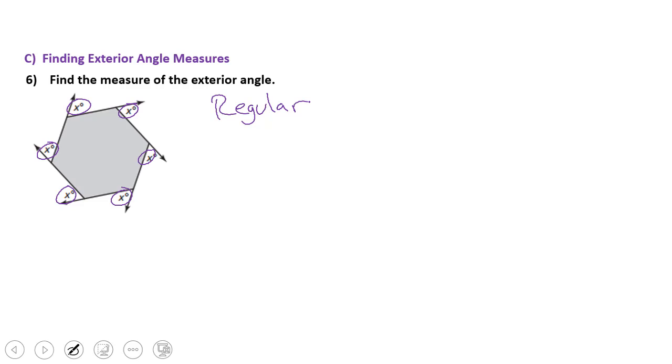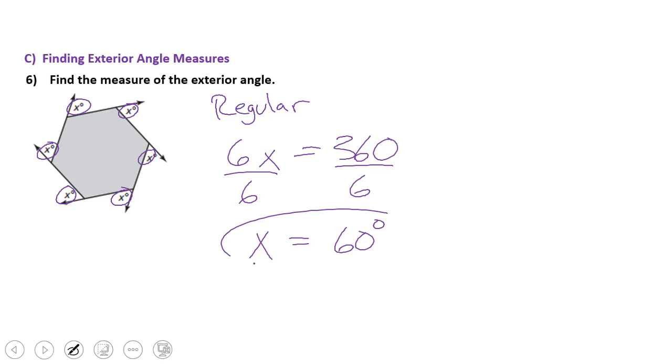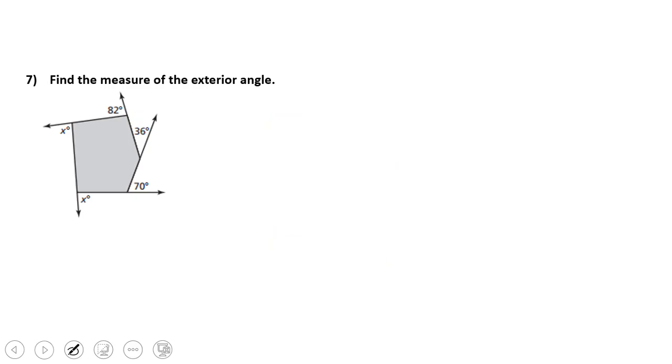Okay. So we counted them up. 1, 2, 3, 4, 5, 6. So there's 6 X's and they have to equal 360 degrees. So when we divide by 6, we get X is equal to, that's right, 60 degrees. Every single one of those angles is 60 degrees. Outstanding. Moving right along.